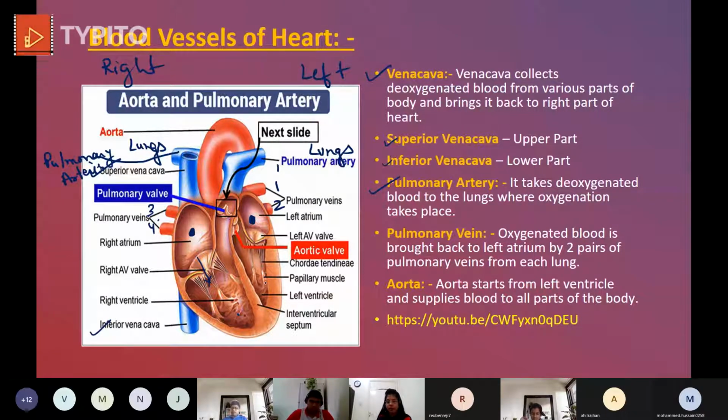Then oxygenated blood will come to the ventricle, left ventricle, and then from the left ventricle the oxygenated blood will go to all parts of the body through aorta. Okay, now I'm telling you once again, blood vessels of the heart. Deoxygenated blood is received from all parts of the body by vena cava. Vena cava are of two types, superior and inferior vena cava. Superior vena cava receives the deoxygenated blood from the upper part of the body. Inferior vena cava receives the deoxygenated blood from the lower part of the body.